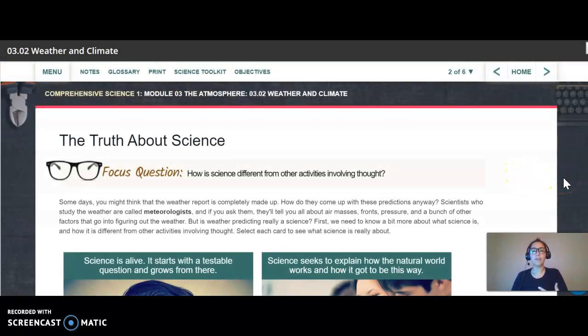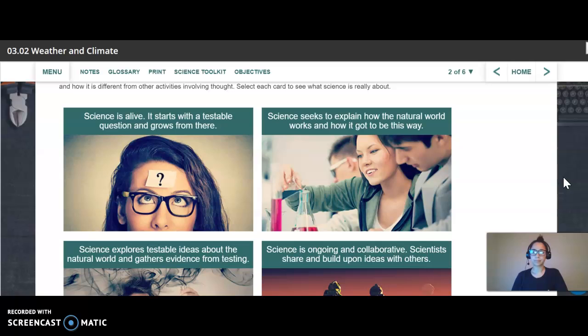The textbook gives you a little bit extra with this lesson, and we're learning more about science. The big takeaways from this are all of the 4 green headings that we have here. So the first is that science is alive, and it starts with a testable question, and then it grows from there. Science seeks to explain how the natural world works and how it got to be that way. Science explores testable ideas about the natural world and gathers evidence from testing. And science is ongoing and collaborative. Scientists share and build upon ideas with others.